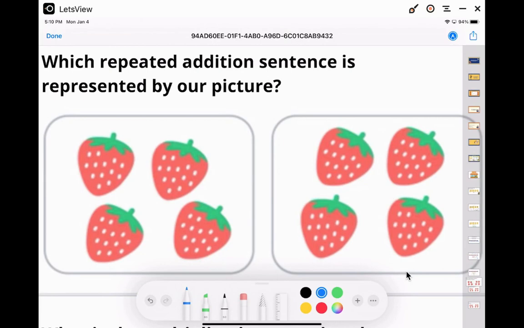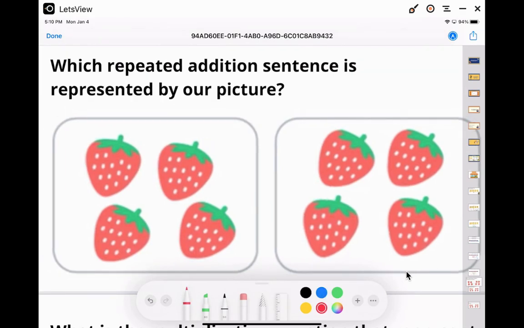Well, when we take a look at our picture, there are 2 groups and there are 4 strawberries in each group. That means that our repeated addition sentence for this particular problem is 4 plus 4 equals 8. 4 represents the number of strawberries in each group, and we write the number 4 2 times because we have 2 groups.